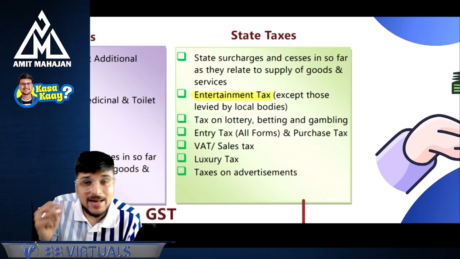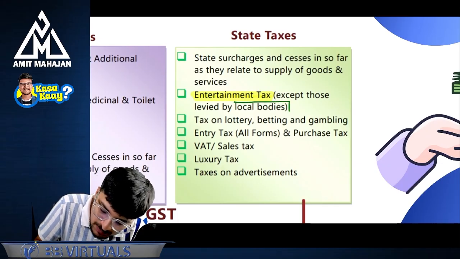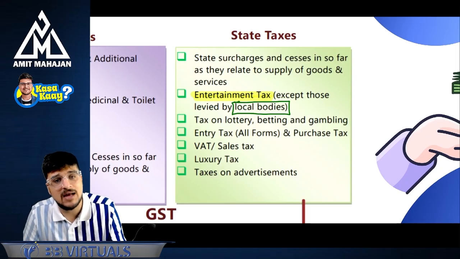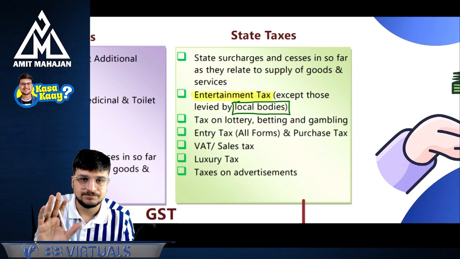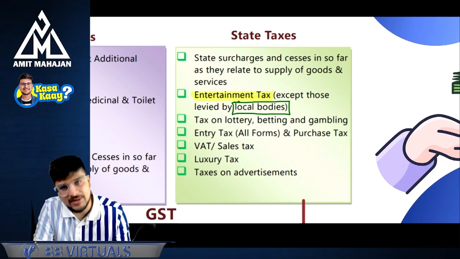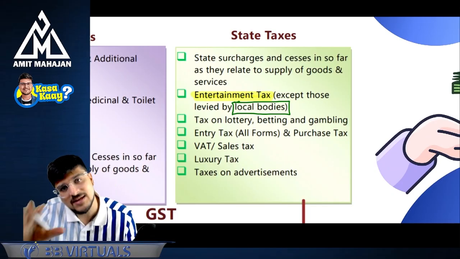But please remember, the entertainment tax which is charged by local bodies is not subsumed. The entertainment tax levied by the local bodies is not subsumed. That entertainment tax is still applicable. But if it is charged by anybody else, it is subsumed.